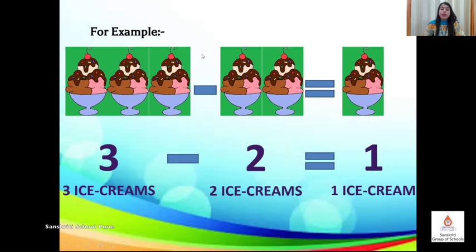So now let's revise one more time. So if you have 3 ice creams and you give 1 to your mother, 1 to your father, so how many are left with you? Yes, you are left with 1 ice cream. So 3 ice creams minus 2 ice creams is equal to 1. So now we have understood what is addition and what are the different terms used for addition, and what is subtraction and what are the different terms used for subtraction.